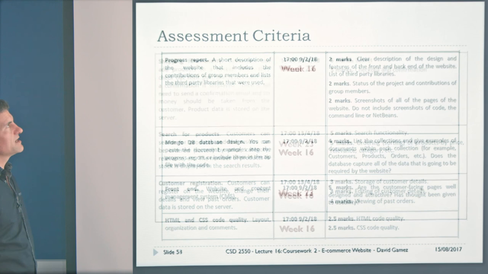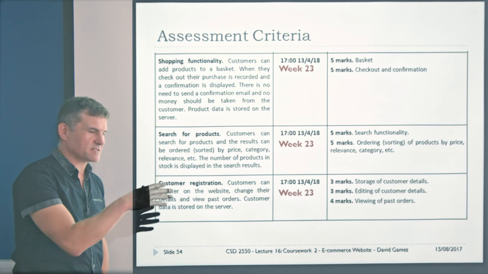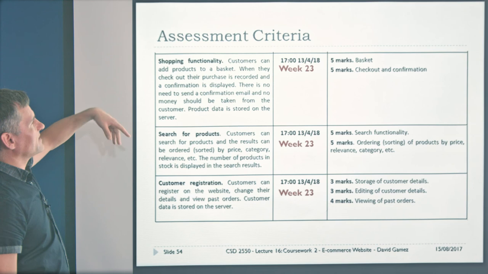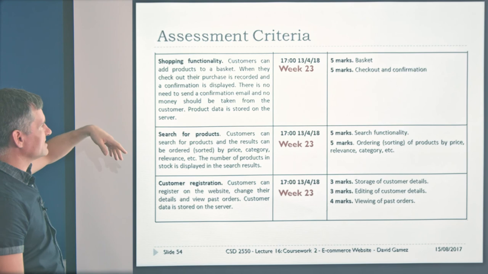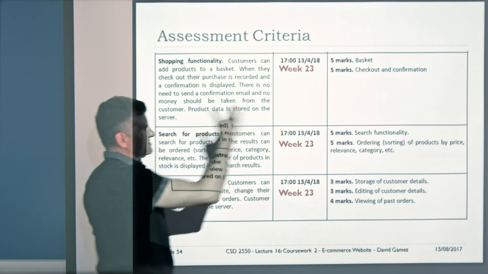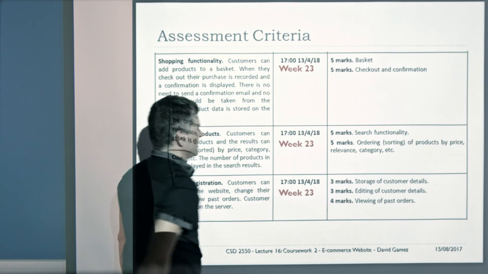And then the final submission, we've got all these different bits of functionality. As I said, all this functionality must be implemented with PHP and MongoDB. So this is all the Amazon stuff, right? We can add products to a basket. When you check out, the purchase is recorded and confirmation displayed. No marks for a confirmation email, no marks for taking money from the customer, and the product data is going to be stored on the server. So you're getting 5 marks for implementing the basket and 5 marks for checkout and confirmation.